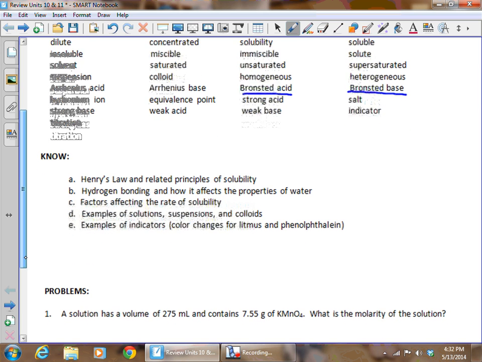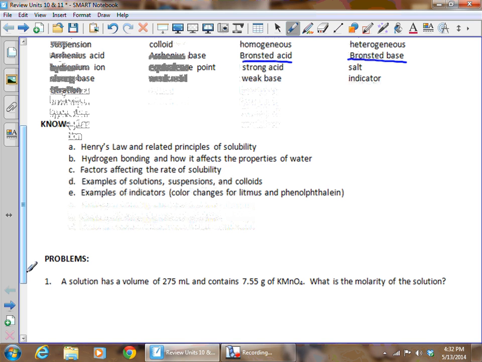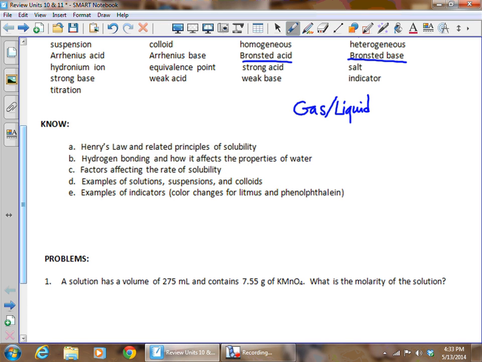As far as the to know part, make sure you know about Henry's Law and the related principles of solubility. When we talk about gases in a liquid, remember that if you want to increase the solubility of a gas in a liquid, you want to decrease the temperature and you want to increase the pressure. Think of a carbonated beverage. In order to keep the fizz in that carbonated beverage, you want to keep it cold in the refrigerator, decrease the temperature, and you want to keep the lid on, so increase the pressure. So keep that in mind.